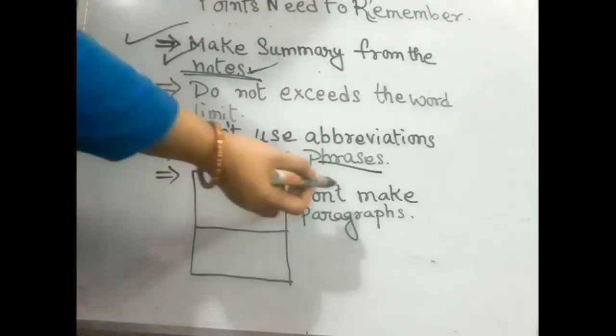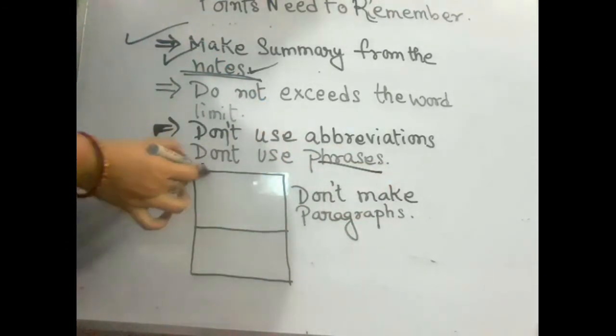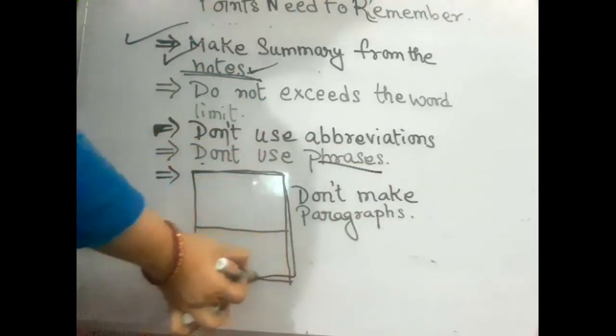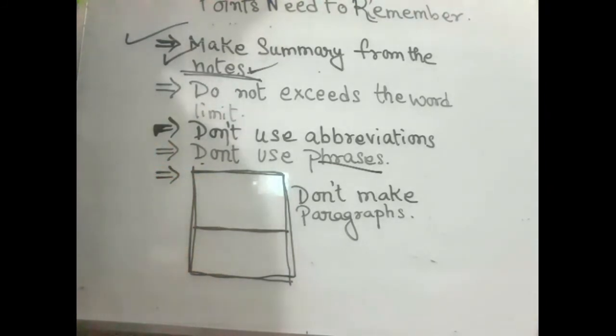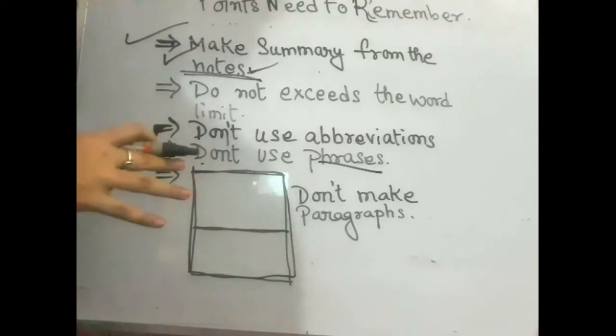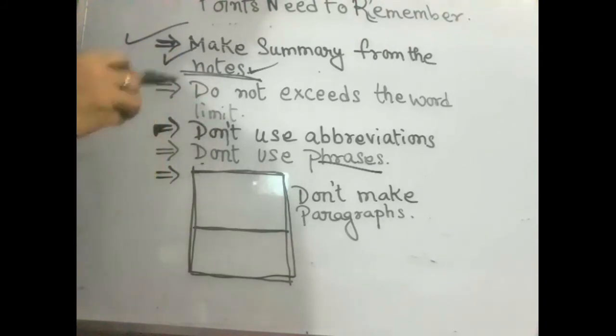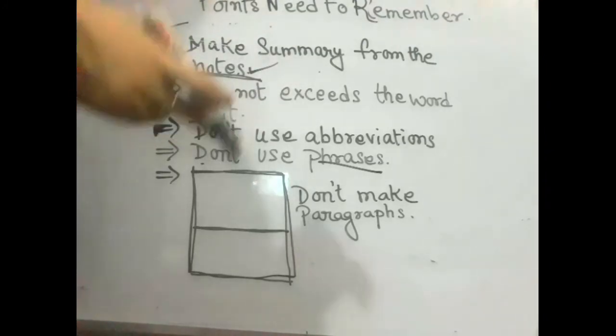Now don't make paragraphs. Suppose this is the answer sheet. You have to write the summary within this half page. Within this half page you have to write it precisely. Don't make it lengthy, make it meaningful and give relevant information. No need to exceed your word limits. So these are the points which you need to note down in your copy while writing summary and notes.